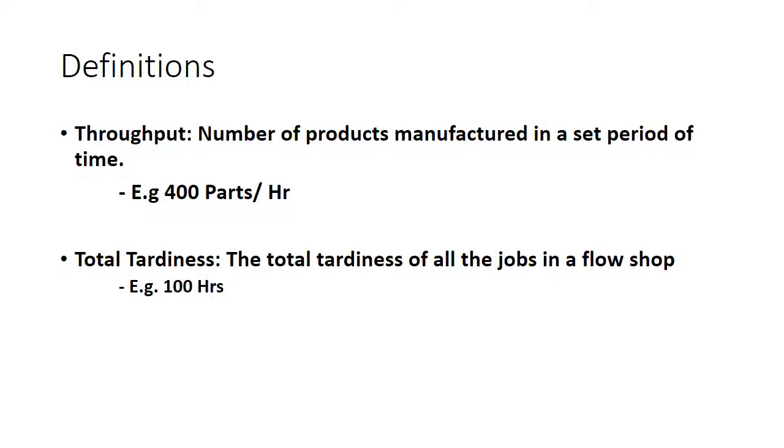Throughput is defined as the number of products that are manufactured in a set period of time. For example, the throughput of a flowshop could be 400 parts per hour. Total tardiness is defined as the total tardiness of all the jobs in the flowshop. For example, if you have 10 parts and each part is late by 10 hours, the total tardiness would be 100 hours.